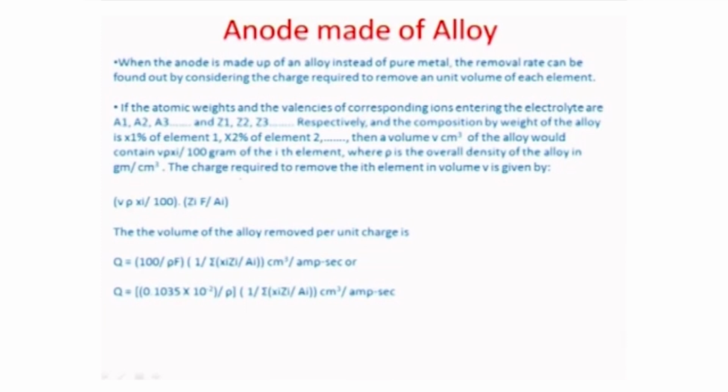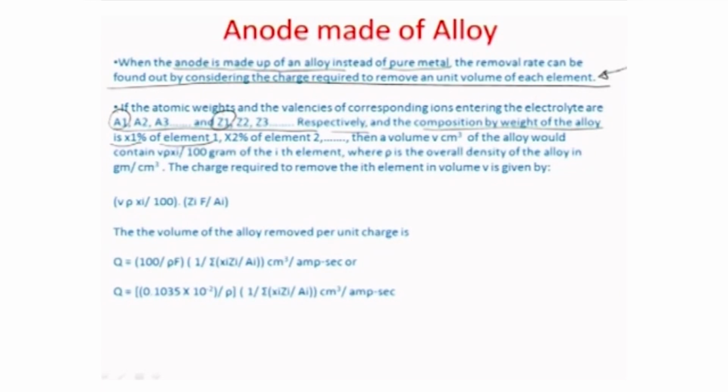So let us say the anode now is made up of an alloy instead of a pure metal, and the removal rate can be found by considering the charge required to remove an unit volume of each element. So if the atomic weights and valencies of the corresponding ions entering the electrolyte are A1, A2, A3, so on, and Z1, Z2, Z3, so on respectively, the composition by weight of the alloy, let us say, is x1% of the element 1, which has an atomic weight of A1 and valency in which it comes out as Z1.